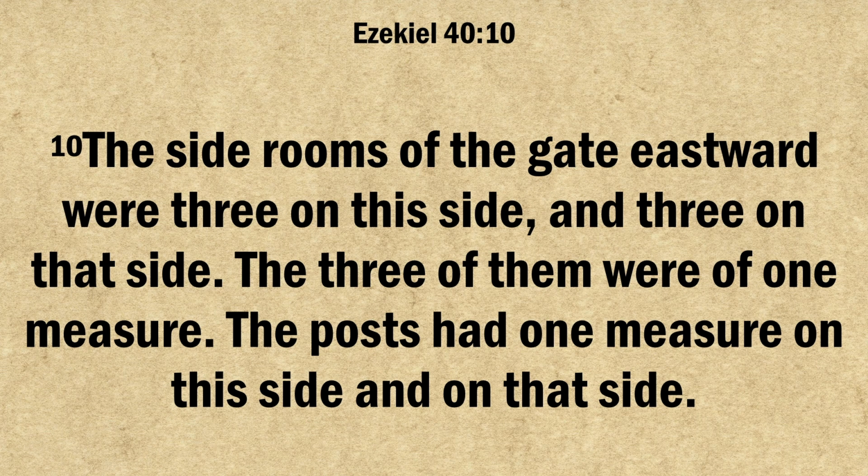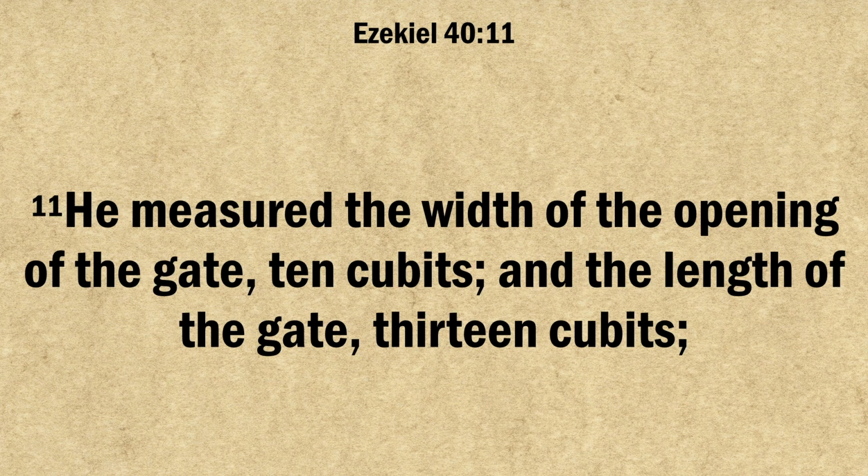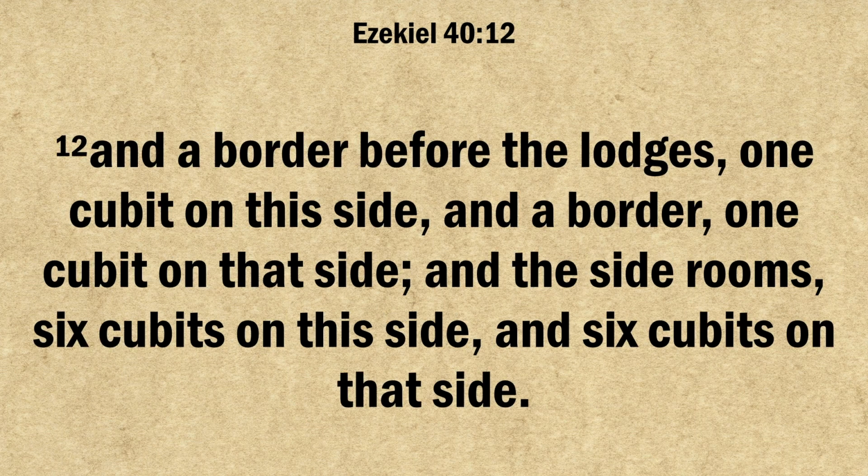The side rooms of the gate eastward were 3 on this side, and 3 on that side. The 3 of them were of 1 measure. The posts had 1 measure on this side and on that side. He measured the width of the opening of the gate, 10 cubits, and the length of the gate, 13 cubits, and a border before the lodges, 1 cubit on this side, and a border, 1 cubit on that side, and the side rooms, 6 cubits on this side, and 6 cubits on that side.